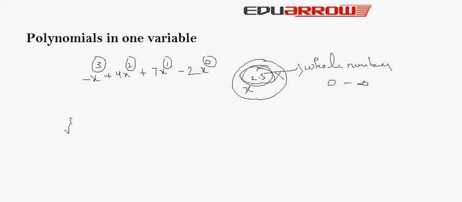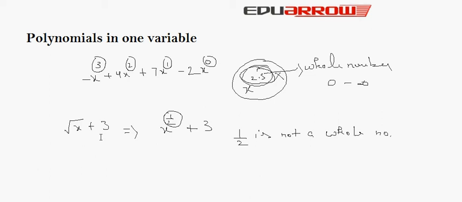For example, root x plus 3. Here, what is the exponent of x? We can write this expression as x to the power 1 by 2 plus 3. We can see here the exponent of x is 1 by 2, but 1 by 2 is not a whole number. So we can say that root x plus 3 is not a polynomial.